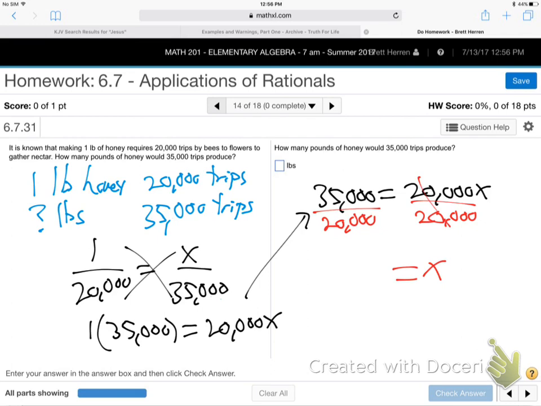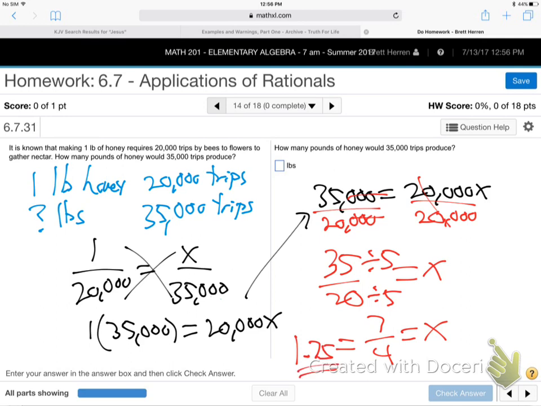Now, to reduce that fraction, 35,000 over 20,000, first off cancel the zeros, right? It's 35 over 20, and then divide by 5 top and bottom, was that 7/4? And they might want just a decimal. Isn't it 1.75? You just divide from the beginning and get 1.75. Whatever, decimal or fraction. Is that good? We okay? So 35,000 trips would make 1.75 pounds of honey. I'll move on if you're okay.